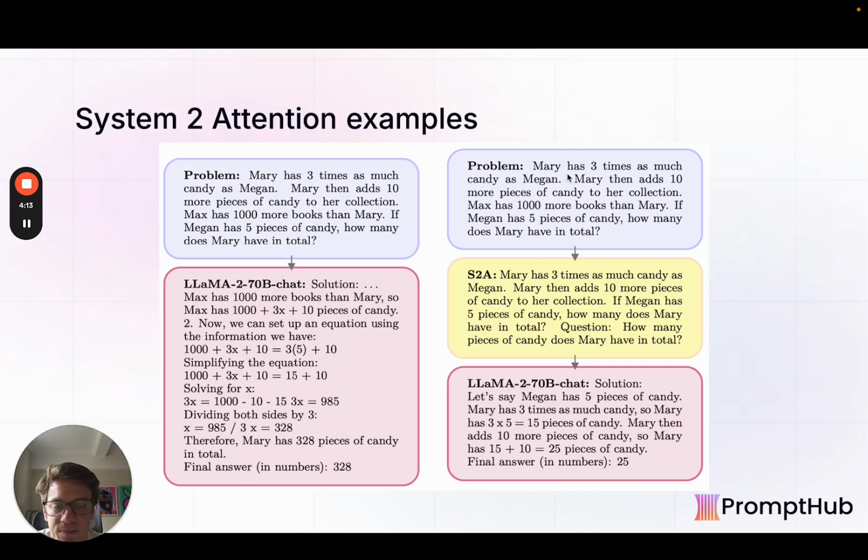And you can see this prompt gets processed through System 2 Attention, and it becomes this prompt, the correct context, and then the actual question.